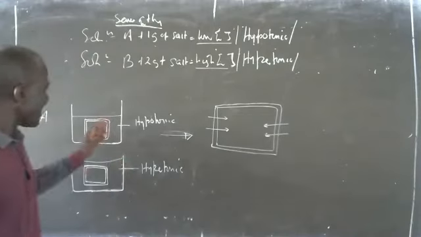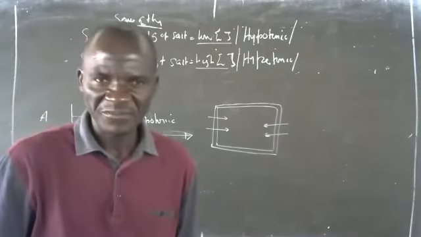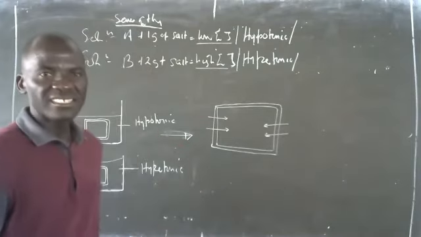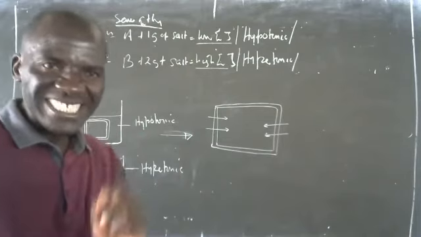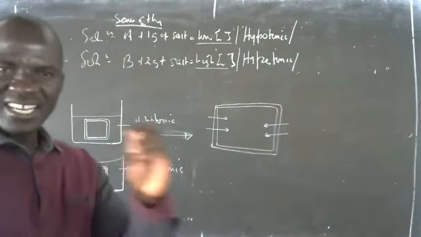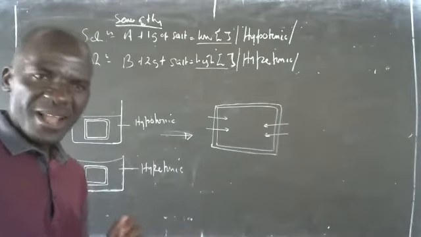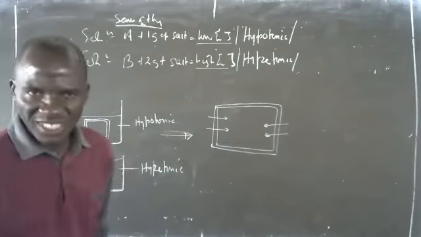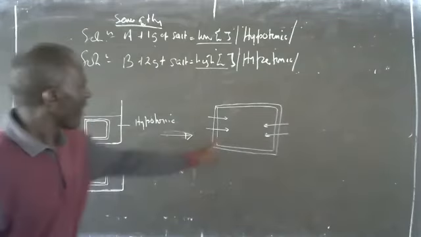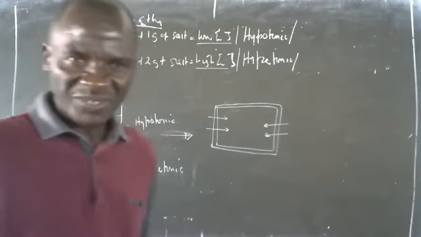Why? Outside, it is hypotonic. Inside is hypertonic. And we said water moves from where it is abundant, high concentration, to where it's low. But then you may wonder, even here inside there is water. Why can't water get out? It's just on that principle.